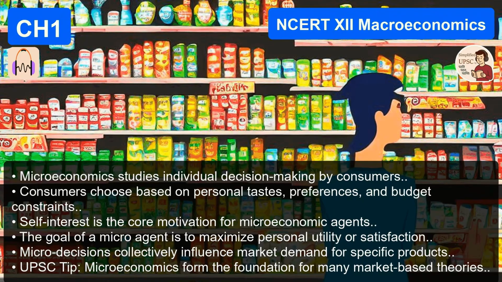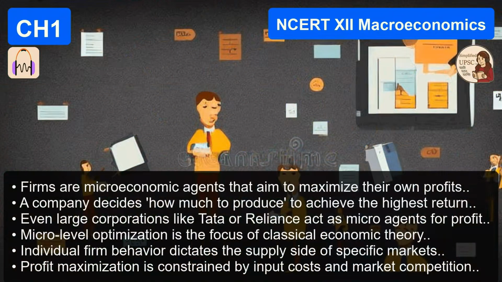So micro is really all about me. What do I want? What can I afford? If I'm a business owner, how do I make the most money? Precisely. The core motivation in microeconomics is self-interest. You want maximum satisfaction, what economists call utility. The company wants maximum profit. It's all about optimization at the individual level.